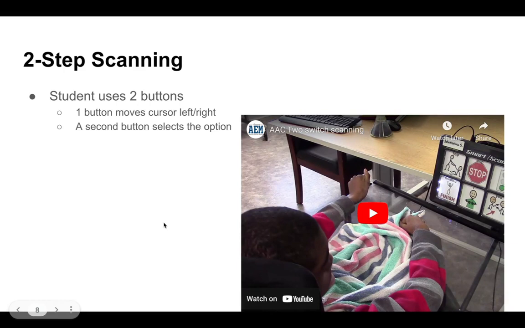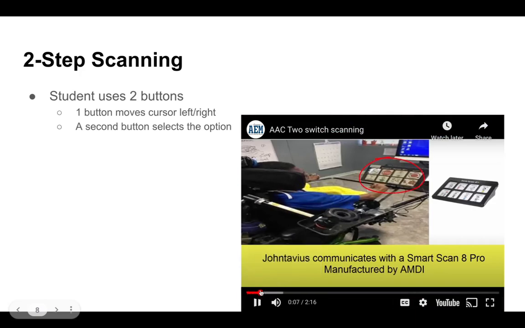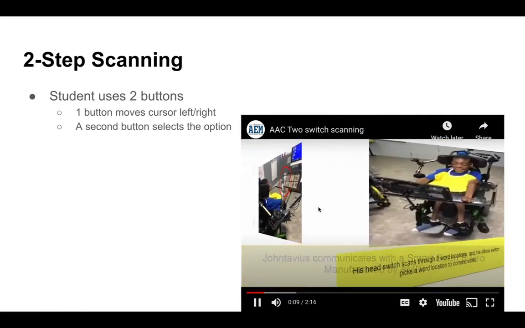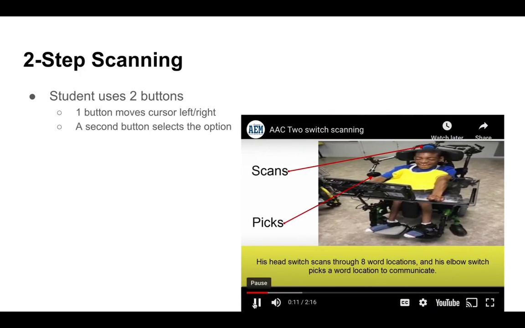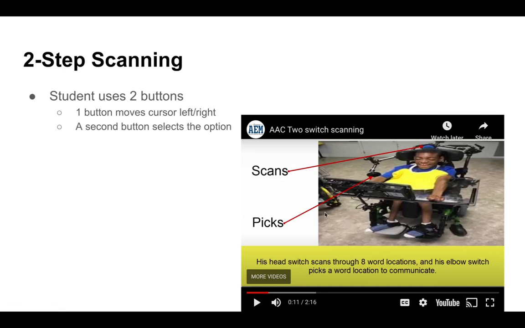This is two-step scanning, or scanning with two buttons. So one button's going to move and the other button's going to select. I'm going to skip a little bit ahead in this video. This is a really good one. As you can see, this student uses his head to move through choices, and then he uses his elbow to select the choice he wants.